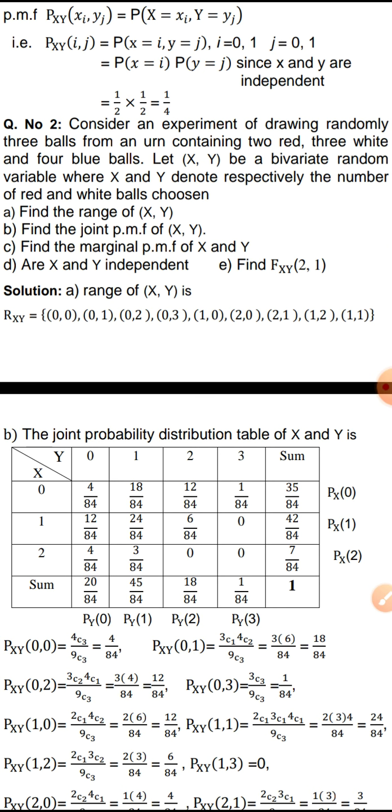With x equal to 1: with 1 red ball, no white balls, the remaining 2 balls may come from the 4 blue balls. So 1, 0. Or the other possibility is 1 red ball, x is 1, 1 white ball and 1 blue ball. So the number of white balls will be 1. So 1, 1. Then 1 red ball, and the remaining 2 balls may come from the 3 white balls. So it can be 1, 2.